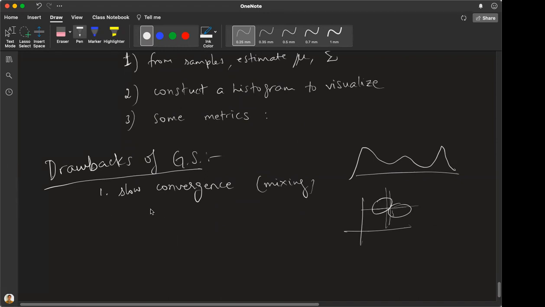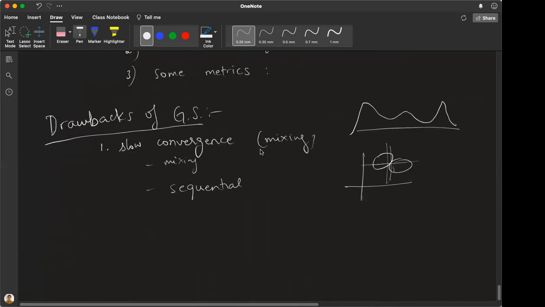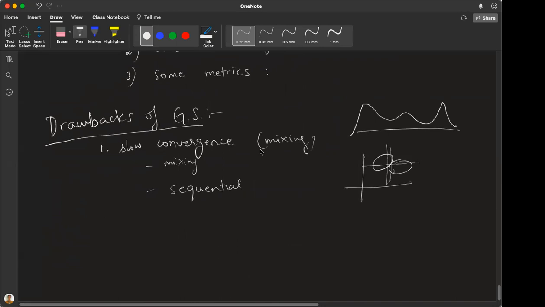Another reason is that it is sequential sampling. Therefore you have to go very slowly, coordinate by coordinate. It's all a sequential process. You cannot parallelize it, and that is why it is slow. Although this can be overcome if you run multiple chains together. If you start from random points and run these algorithms in parallel, basically run parallel chains, then it can be sped up or made somewhat parallel.